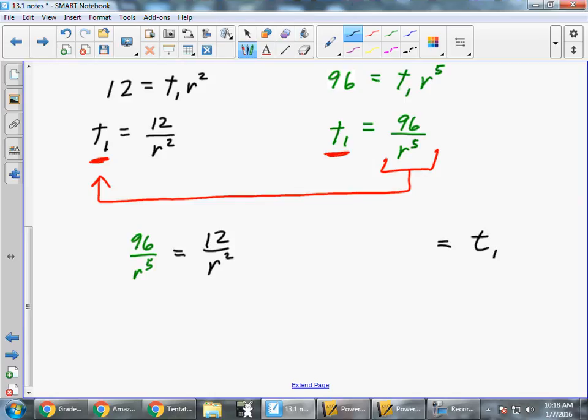But for right now, let's solve for r. Right now, I have one equation and I have one unknown. Okay? So this is cool. Now, how can I solve for r here? Gabino, what do you think?